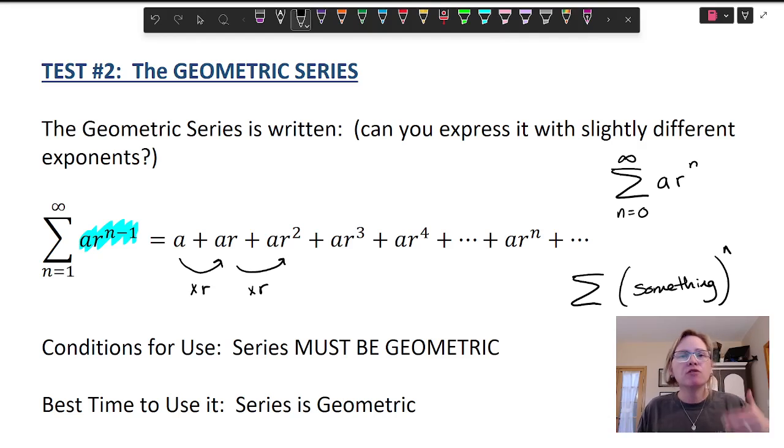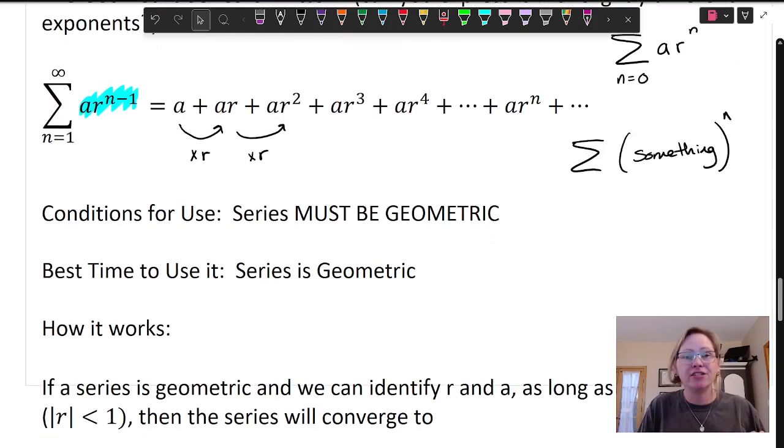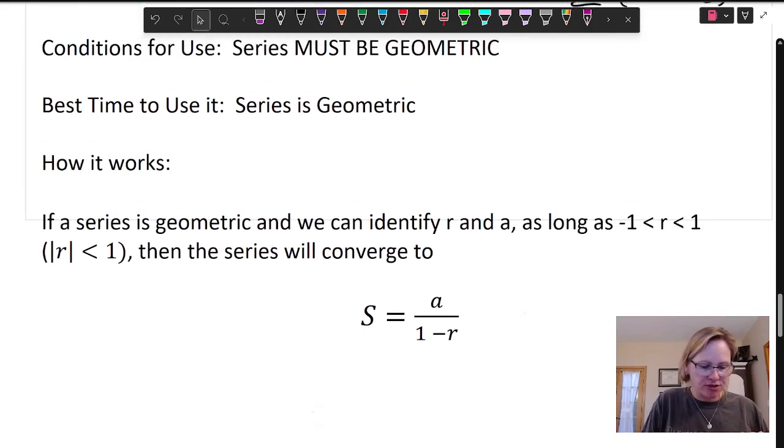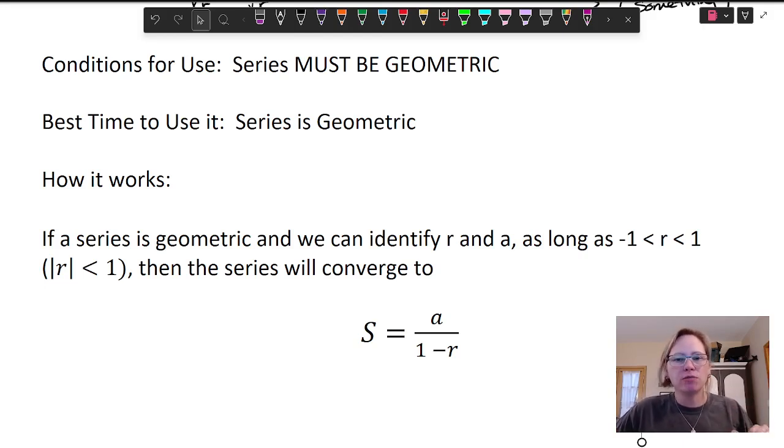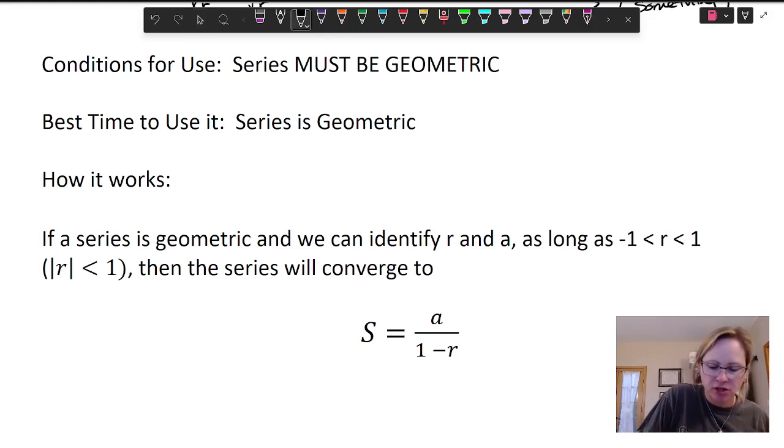And so for the geometric series test, the condition that we need to be able to use this is that we have to have a geometric series. The best time to use it is when we have a geometric series. And here's how it works. If you have a geometric series, you know that it will converge if the value that you're multiplying by, that common ratio r, has an absolute value of r less than 1. Then we know that the series will converge. Now, how do we know that the series converges? Let's just take a look for a moment.